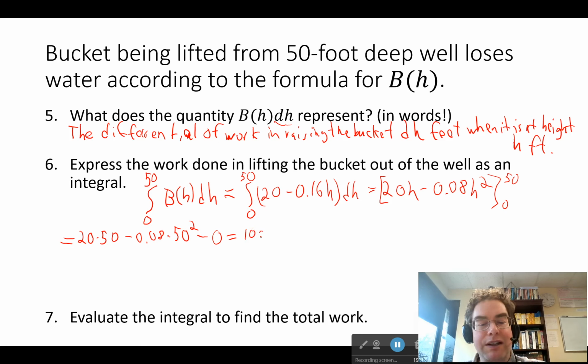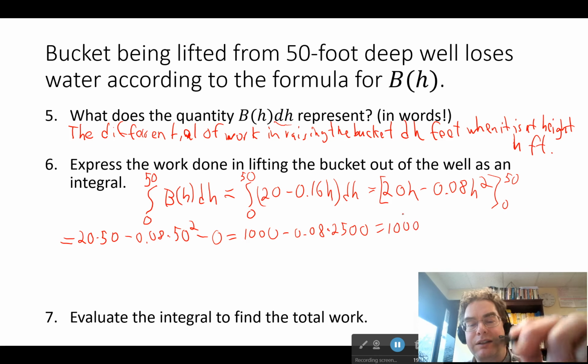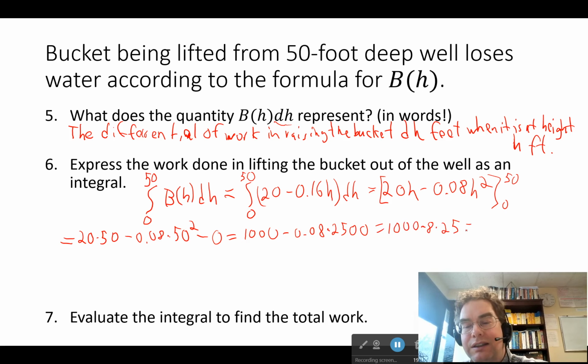20 times 50 we know is 1,000. Okay, and then we have to do 50 squared. That's 2,500. Okay, and that would be the same as, for the product here, the same as 8 times 25. We just rearrange our orders of magnitude there. 8 times 25 is 200. And let's see. So 1,000 minus 200. We got it to that point. And that is 800.